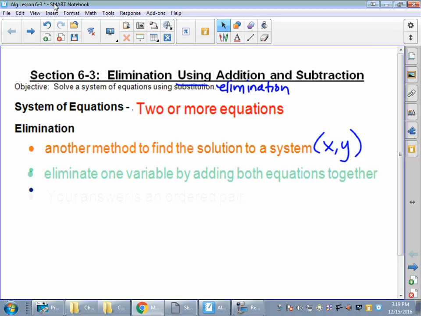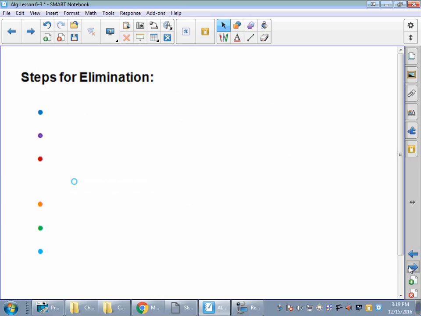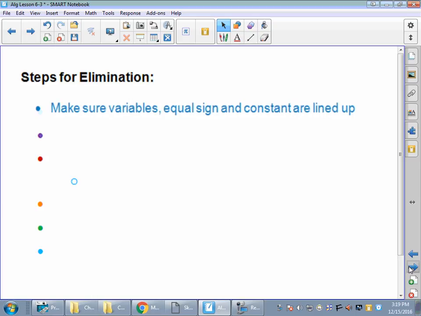And what we're going to do is eliminate one variable by adding the equations together. I already said this, but your answer is an ordered pair, X and Y. So let's talk about the steps for elimination. First thing, make sure that your variables, your equal sign, and your constant, the number, are all lined up. Typically, we like it to be in standard form.